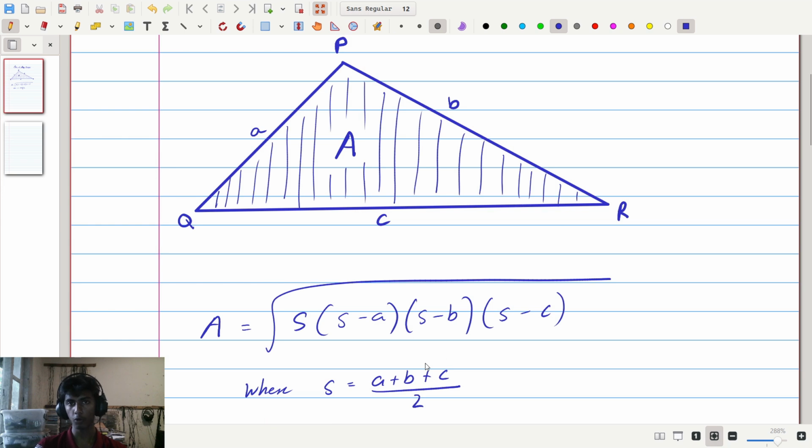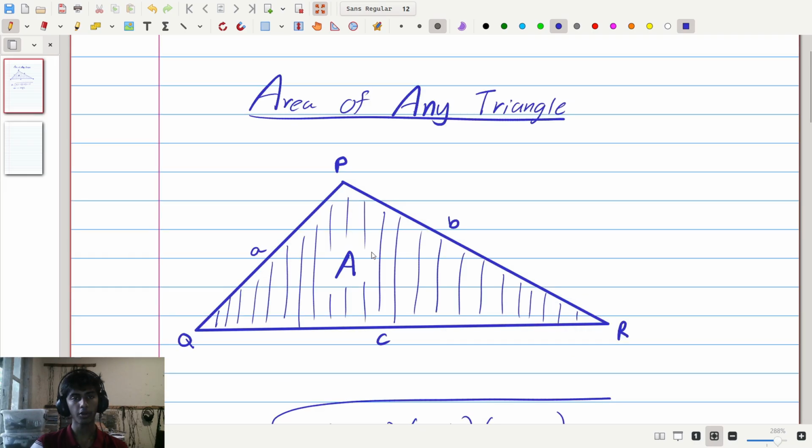So this is a nice little formula. We can use it easily. If we know the three side lengths of a triangle, we can plug them into this formula and try to find, using this, the area of any triangle. But of course, we're not going to just accept that this is true. We're going to have to prove it.